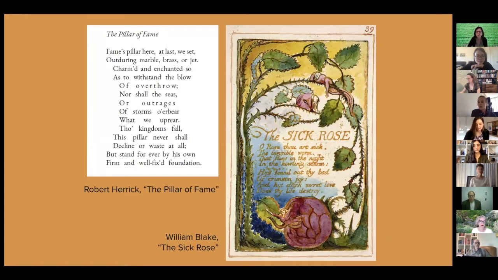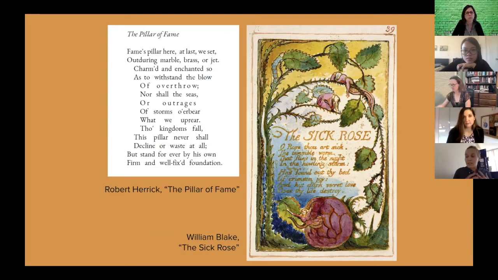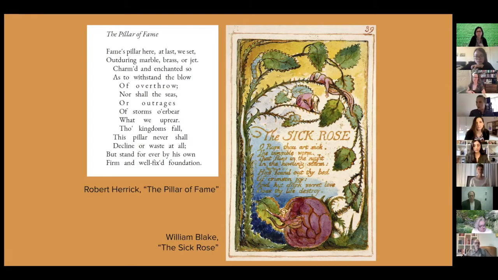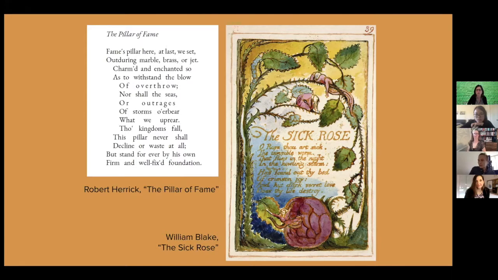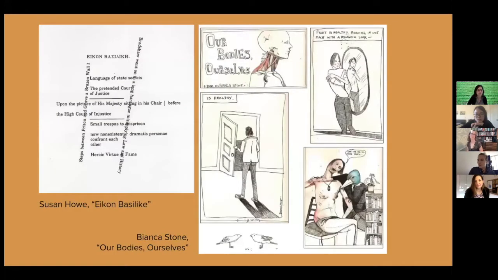You can often spot a poem because its shape isn't solely determined by the shape of the page. And then we had looked at works that specifically engage with poetry's visual side, such as Robert Herrick's shape poems, William Blake's illuminated verse, Susan Howe's concrete poetry, Bianca Stone's comics poems, and of course the Emblem book tradition, which Pulter participates in.